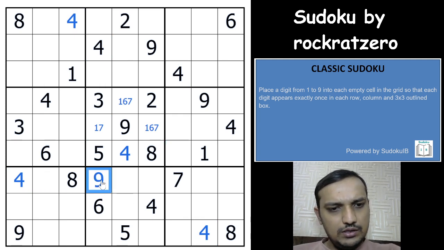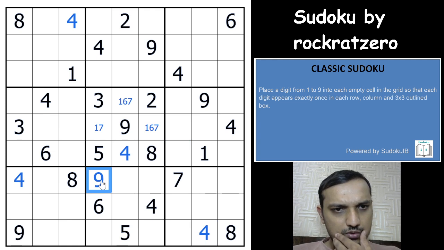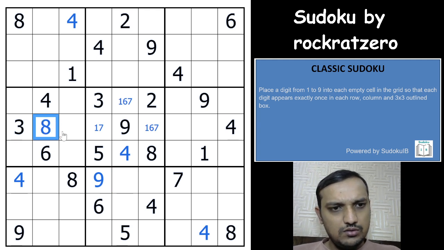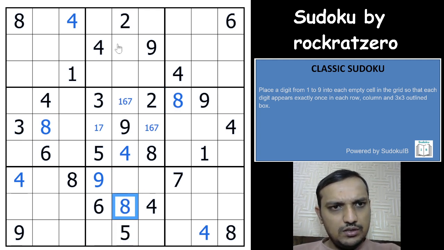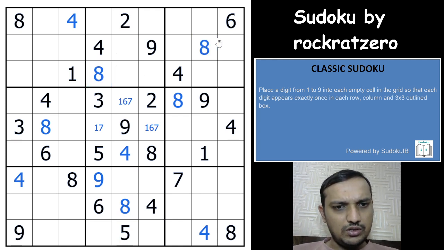You have a 9 here, and you get an 8 here, right? And that gives you an 8 here, and you have an 8 here, that gives you 8 here, that gives you an 8 here. That's amazing. You got all the 4s, you got all the 8s.